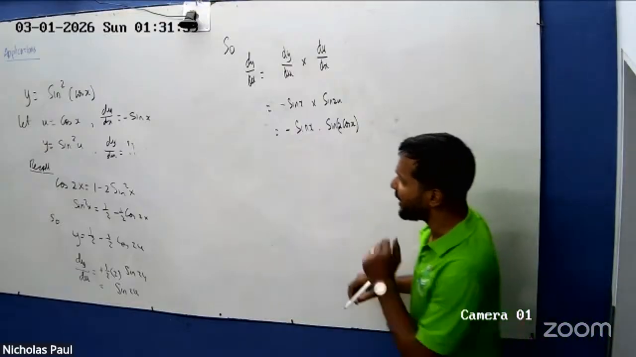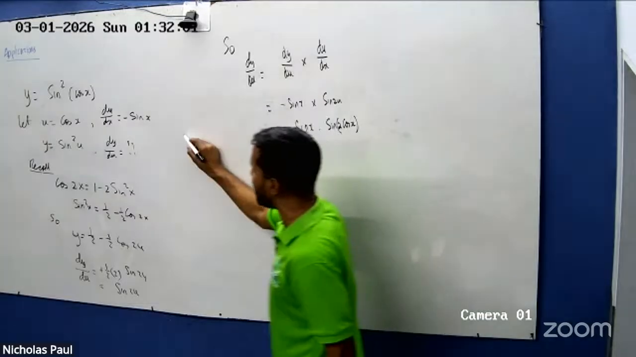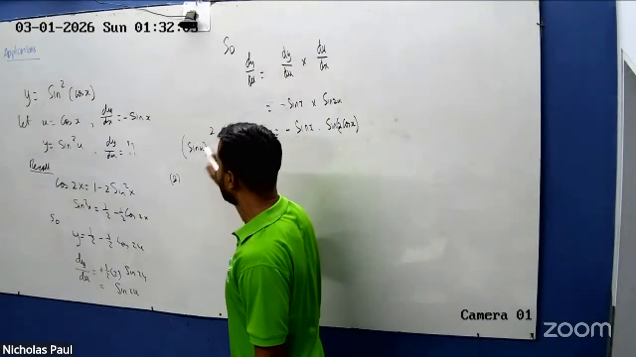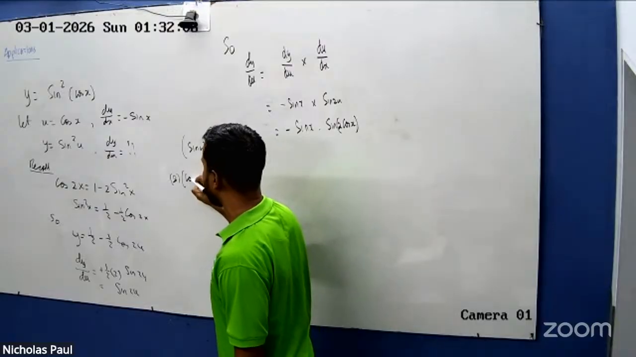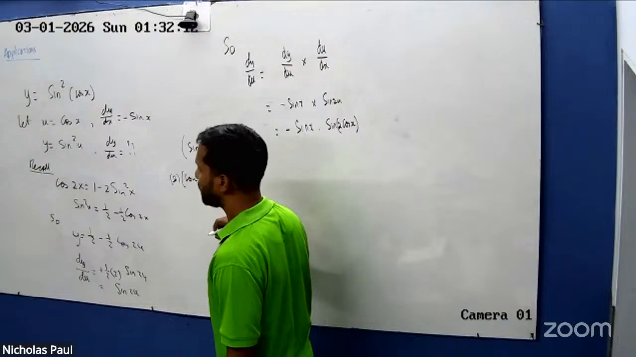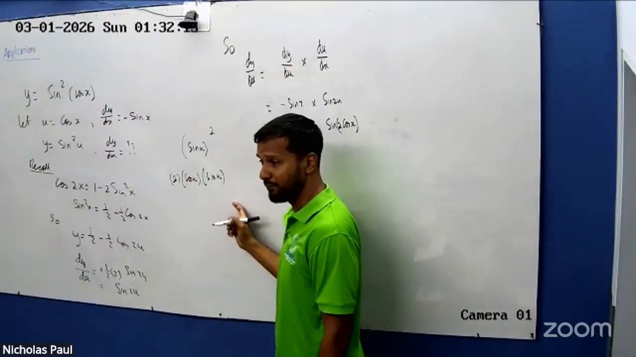Right, but I wanted to check something as well. For those who did it like this: you bring down the power, you differentiate sine, you get cos u, you write back sine u. Correct? Some people did it like this.